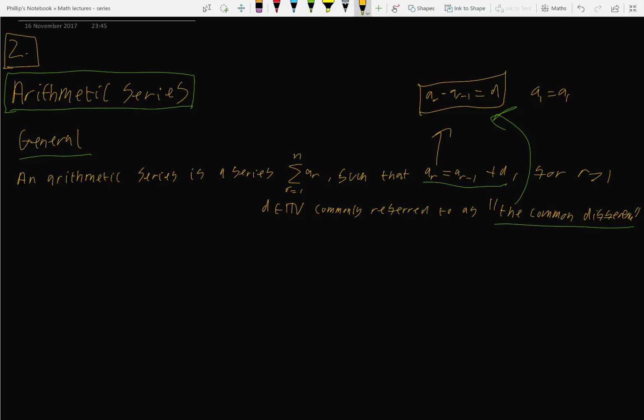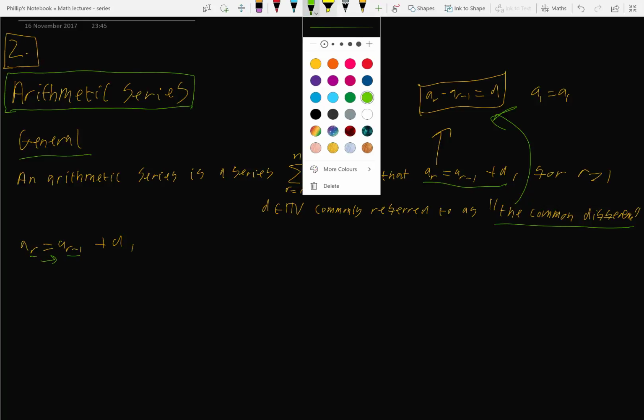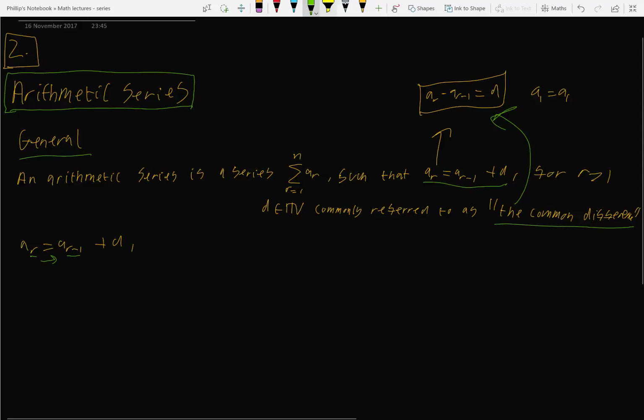So we take the first term and we add terms on, so we can actually solve for a_r and get it in terms of a_1. Let me show you below. We've got a_r is equal to a_(r-1) plus d. Then let's look at the next term. Before that, going from r to r minus 1, what we do is we just take 1 away.